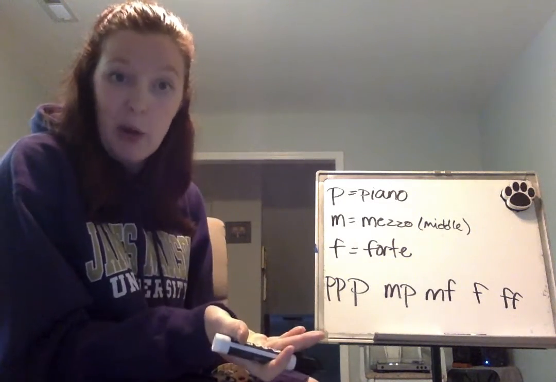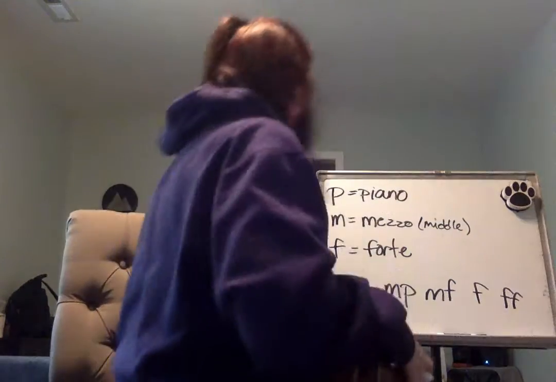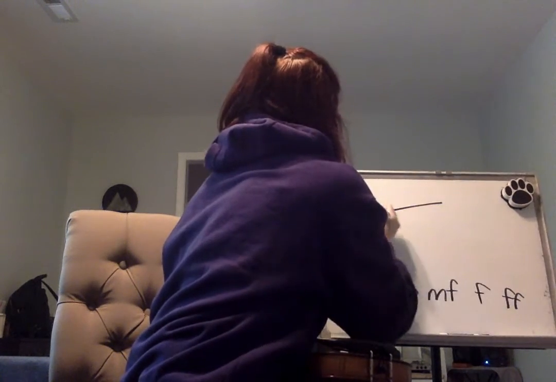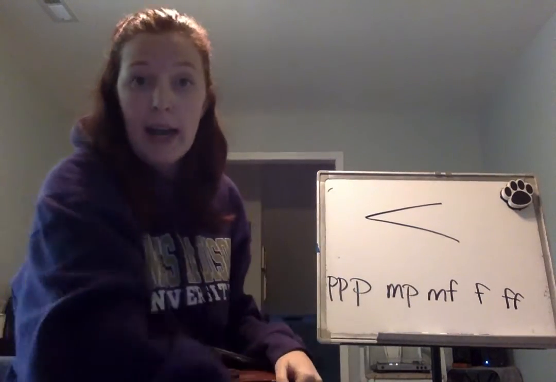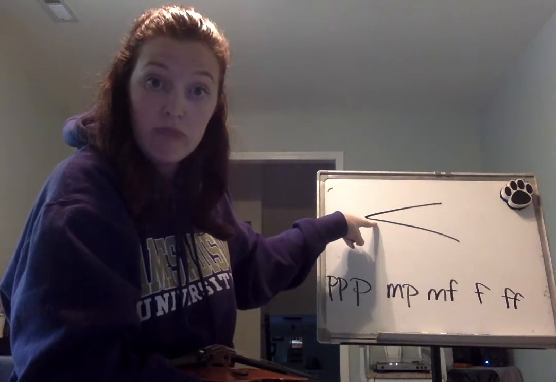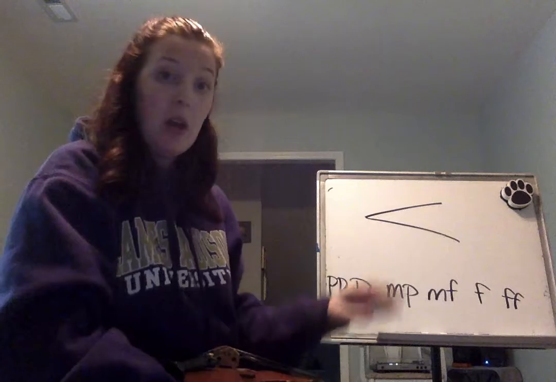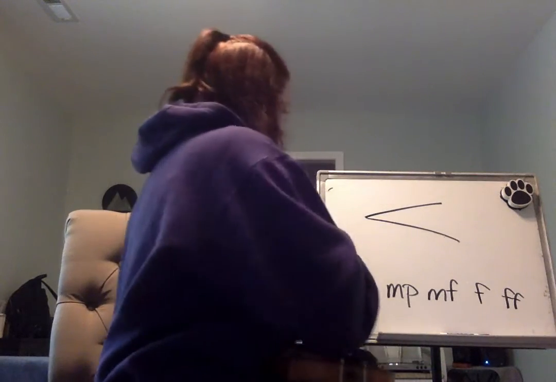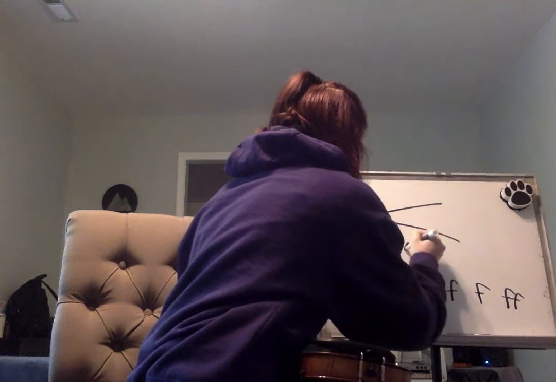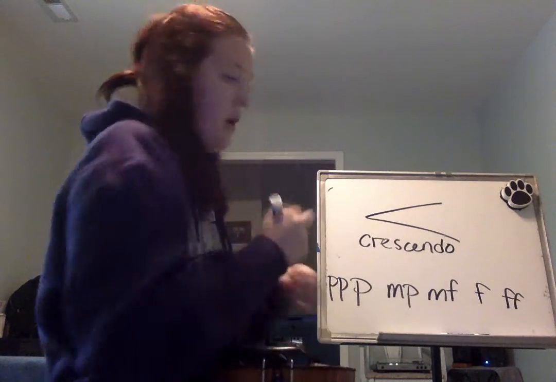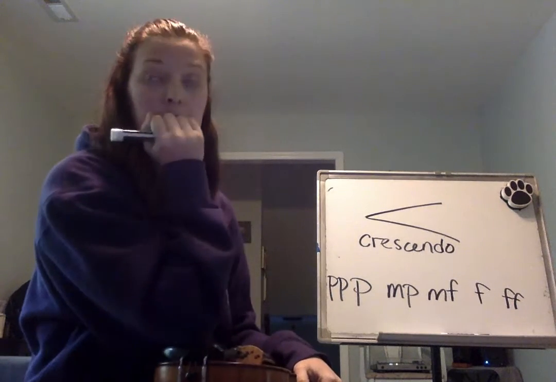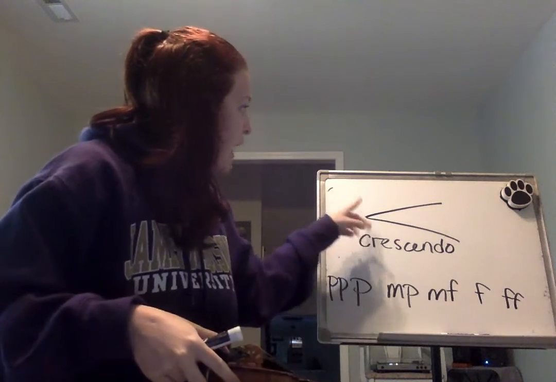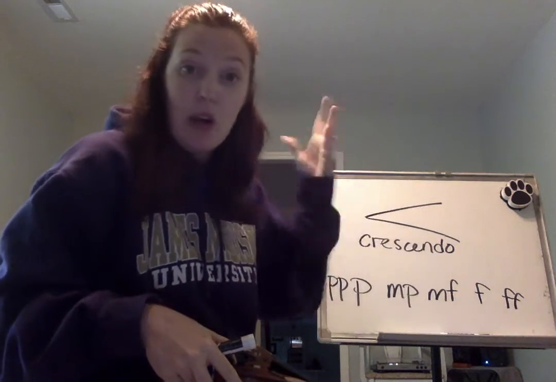Now, there's another dynamic marking in your music. It's in First Finger Rock, and it looks like this. I call it a couple things. It could be a less than symbol. It could be an alligator jaw. But this right here is called a crescendo. I'm going to say it again. Crescendo. Spelled like this. Any guesses as to what you think that means? That's right. It means to get gradually softer to louder.